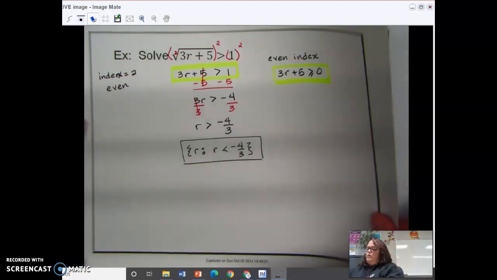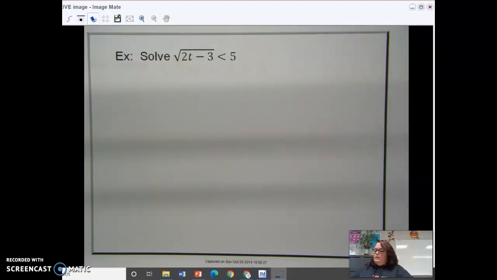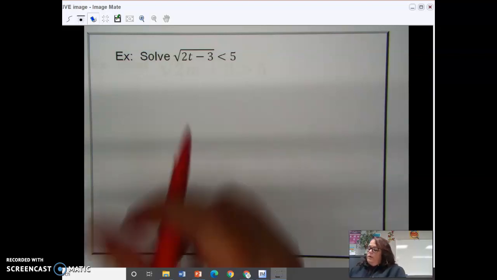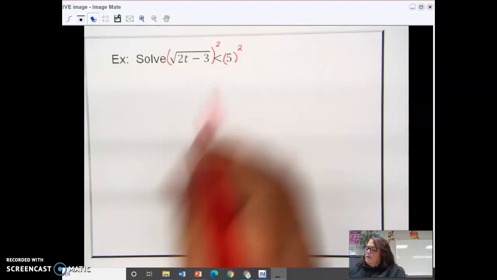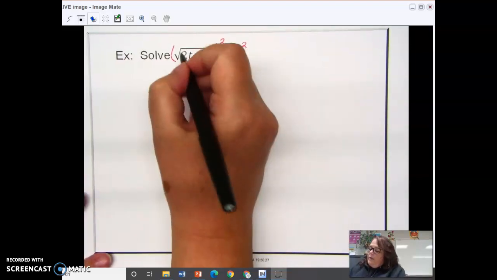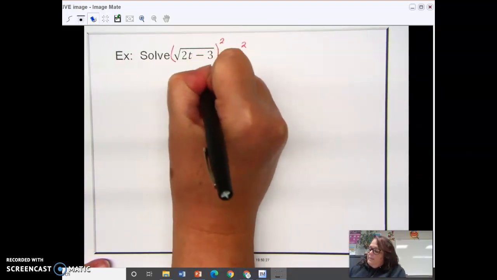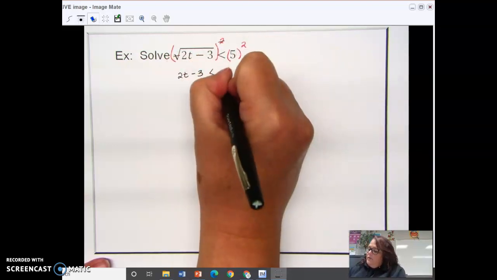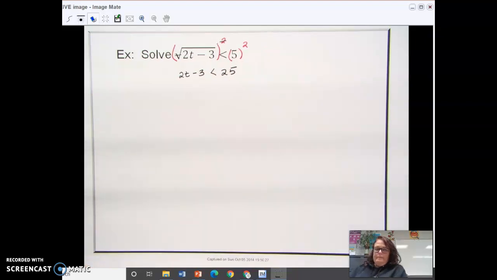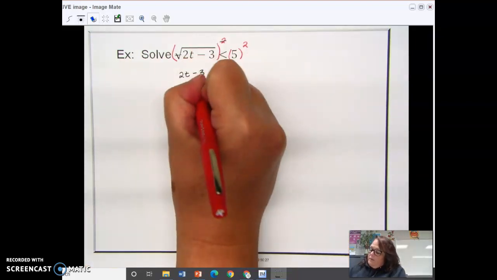All right, if we go on to the next one, we're going to do the same thing. We're going to square both sides. We end up with 2t minus 3, because the square root and the square cancel, is less than 25, since 5 times 5 is 25. Then we're going to add 3 to both sides.